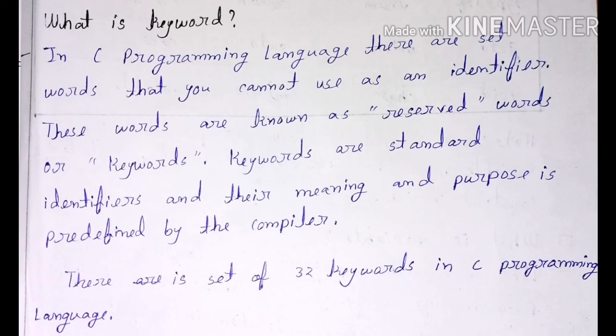What is keyword? In C programming language, there is a set of words that you cannot use as an identifier. These words are known as reserved words or keywords. Keywords are standard identifiers and their meaning and purpose is predefined by the compiler. There is a set of 32 keywords in C programming language.